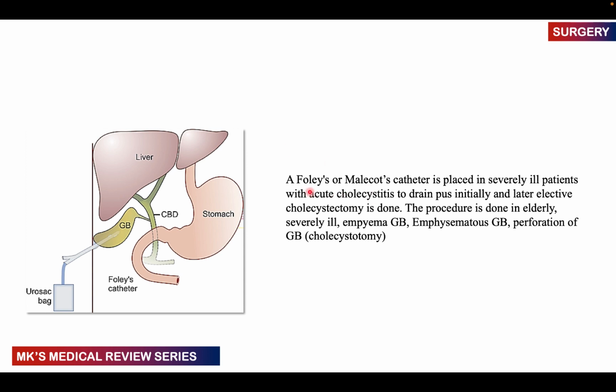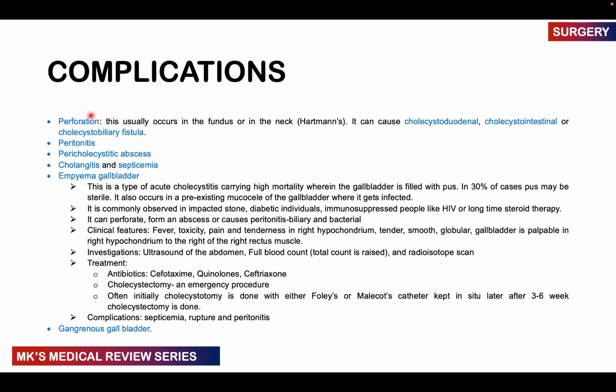Then here's a picture of a Foley's catheter that is placed in a severely ill patient with acute cholecystitis, and it's meant to drain the pus, and then later on you can perform your elective cholecystectomy. Remember that this procedure is done in the elderly, it's done in those that are severely ill, those that have empyema gallbladder or emphysematous gallbladder, and those that have a perforation of the gallbladder before you actually go and do the cholecystectomy. Complications include perforation.